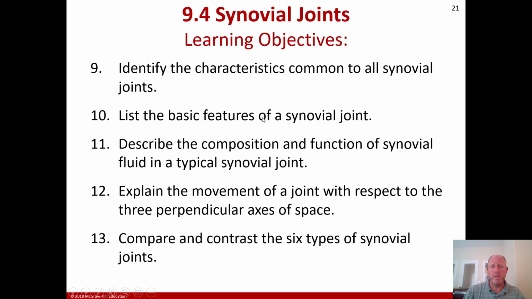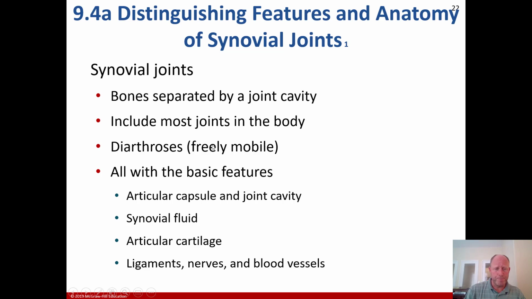With section 4, now we're talking about synovial joints, the last of our 3 basic joint structures. You should be able to identify the characteristics that are common to all synovial joints, list the basic features of a synovial joint, describe the composition and function of synovial fluid in a typical synovial joint, explain the movement of a joint with respect to the 3 perpendicular axes of space, and compare and contrast the 6 types of synovial joints.